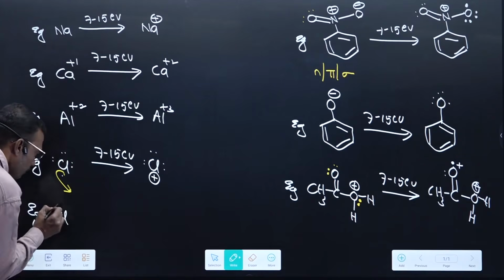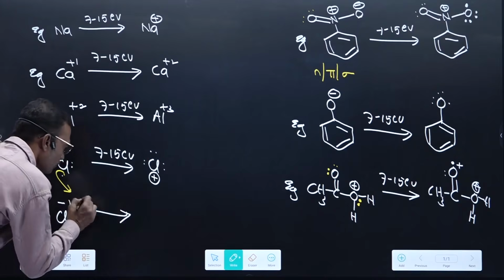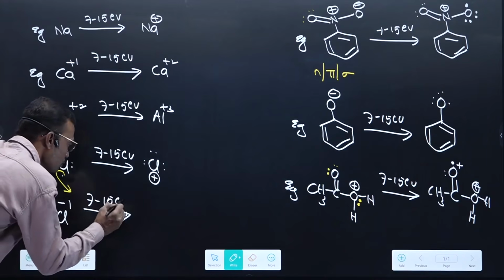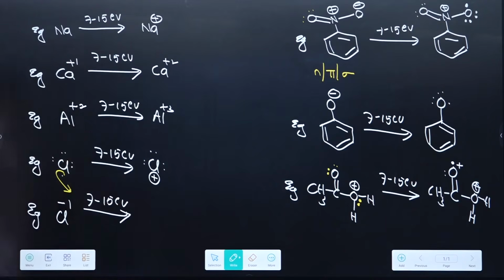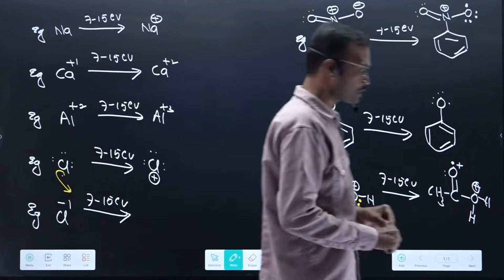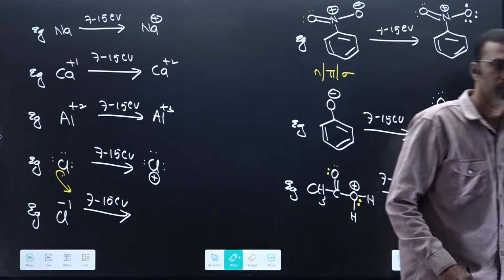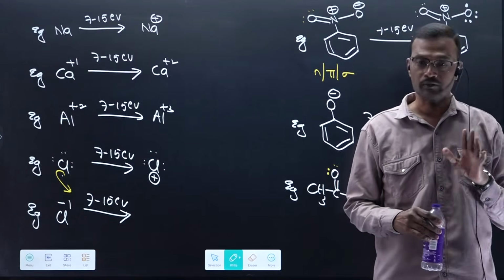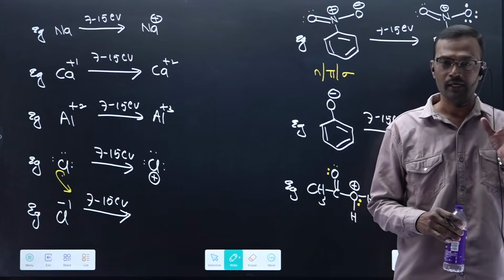Suppose, just listen. If I write chlorine minus 1, 7 to 15 electron volts, then remove this. Chlorine minus 1. What is the molecular ion of chlorine minus 1? Chlorine radical. Very good. Chlorine radical is a molecular ion.